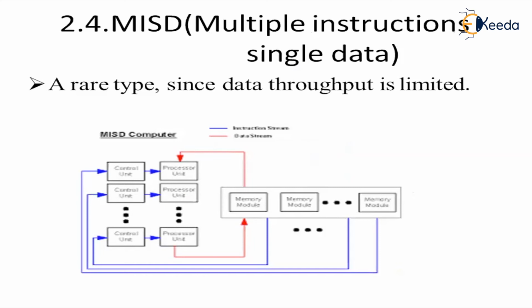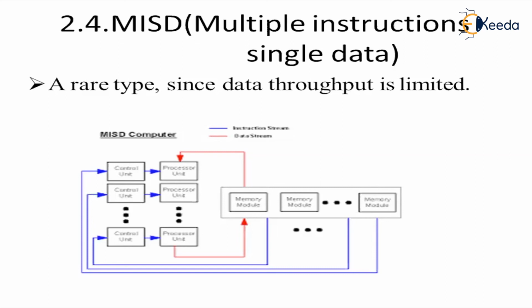Now you have multiple instruction single data. What do you understand by multiple instruction single data? It is a type of parallel processing system where multiple functional units perform different operations on the same data. Pipeline architecture belongs to this type, though a purist might say that the data is different after processing by each stage in the pipeline. So it performs multiple instruction single data, executed simultaneously. It is a very rare type, since the data throughput is limited.